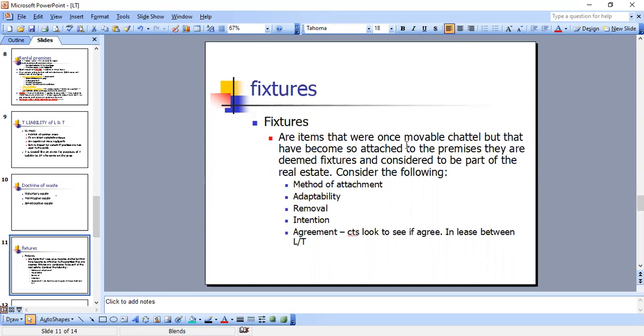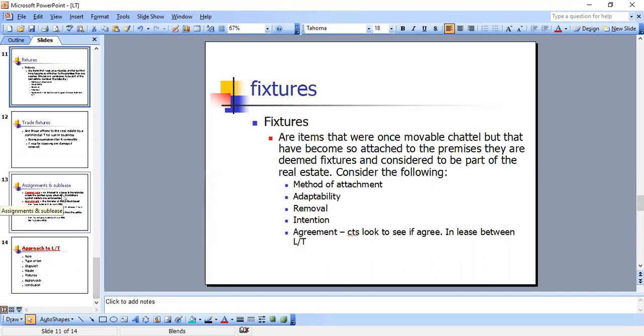Fixtures. Fixtures are items that were once movable, chattel, but that have become so attached to the premises that they are deemed fixtures and considered to be part of the real estate. The courts consider the following. What's the method of attachment? How did they attach it? Adaptability, removal, can it be removed without damages, intention, and is there agreement? Sometimes in the MBEs, there's an agreement between the landlord and tenant to go ahead and put in a new stove, a new carpet, new refrigerator, and those are considered fixtures. So if the tenant wants to take those at the end of the lease, he's allowed to. Okay, so if there's an agreement, you need to look for an agreement in there and write up the facts and analysis on the agreement.